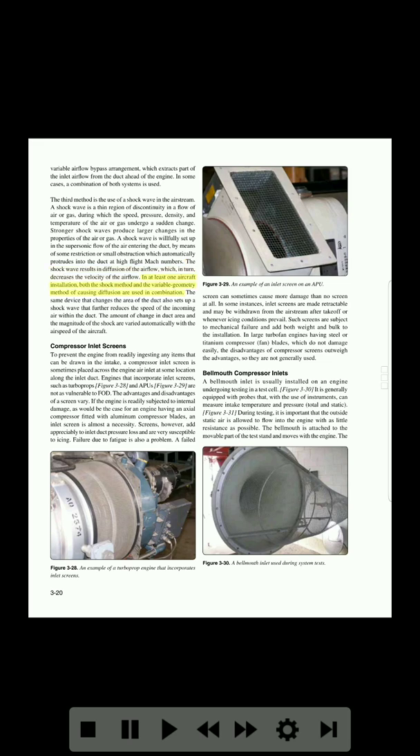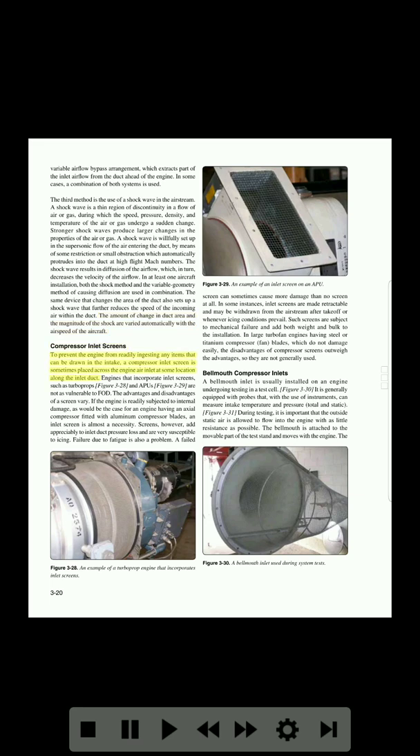In at least one aircraft installation, both the shock method and the variable geometry method of causing diffusion are used in combination. The same device that changes the area of the duct also sets up a shock wave that further reduces the speed of the incoming air within the duct. The amount of change in duct area and the magnitude of the shock are varied automatically with the airspeed of the aircraft.